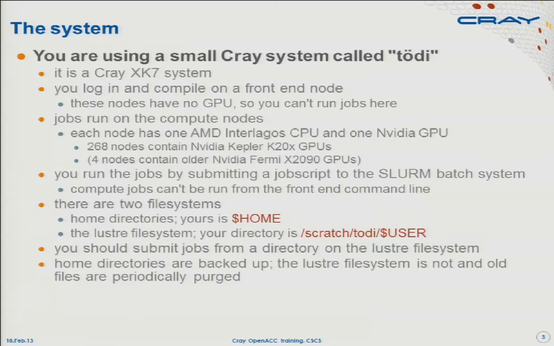You log in and you compile. You don't compile on a node with a GPU. You compile on a CPU, a front-end node. You don't run jobs there. The jobs run on the so-called compute nodes. These are the nodes that actually have the GPUs. You don't talk to them directly. You submit jobs to them, and the jobs run there. Each one of those nodes has 1 CPU and 1 GPU.